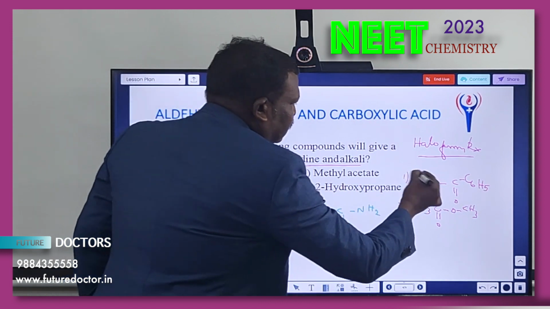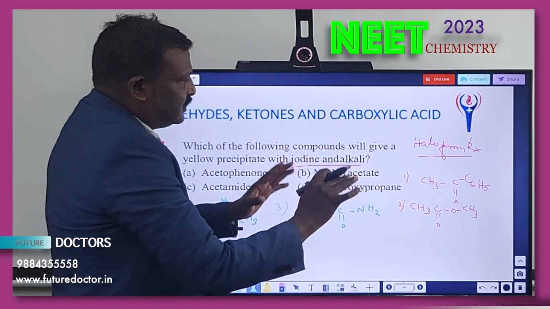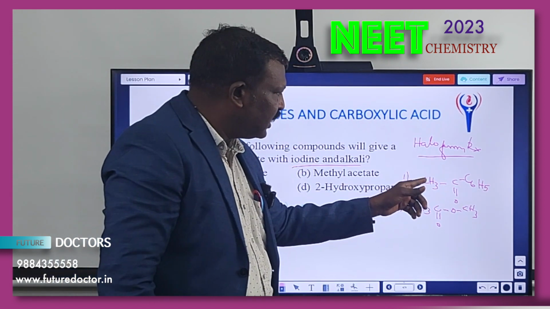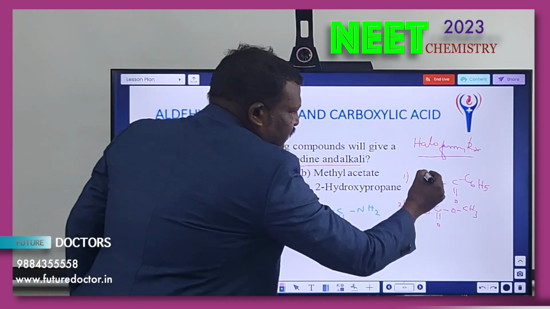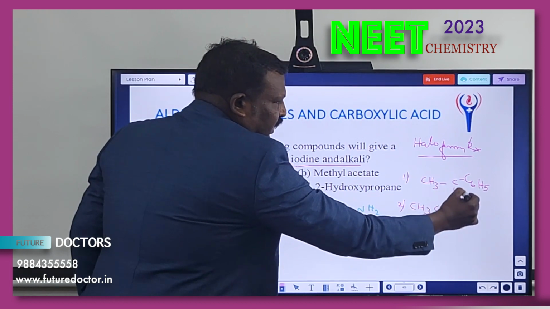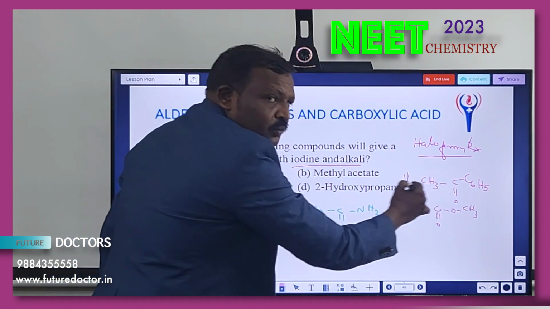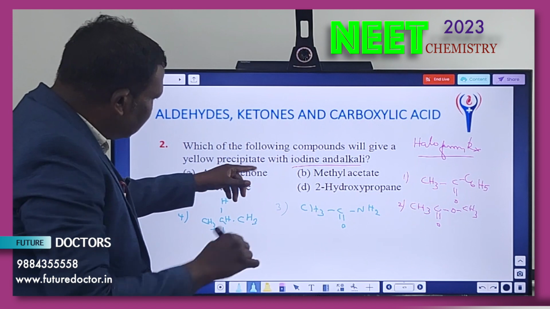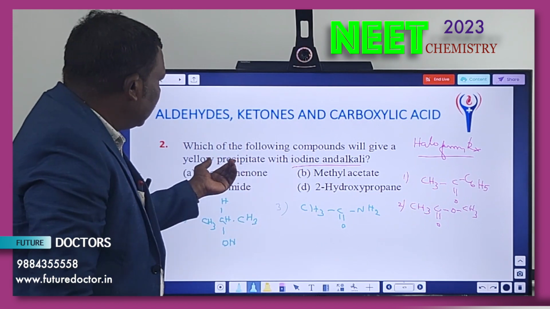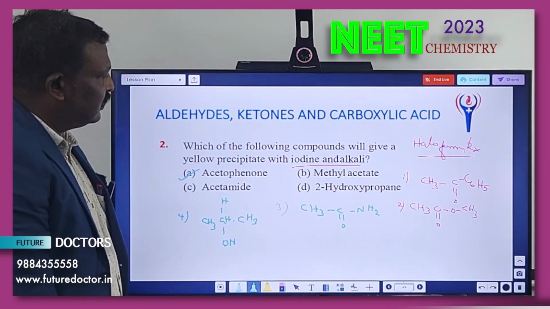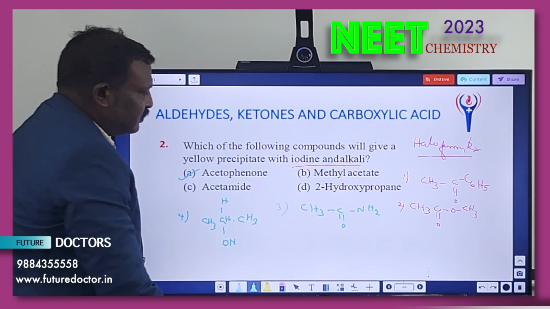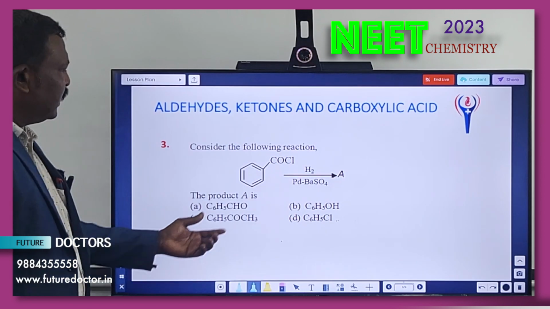So any compound that undergoes the haloform reaction should have what? Methyl ketone. This is called methyl ketone. So it's having this group, the methyl ketone group. The ketone or aldehydes having the methyl ketone group will produce yellow precipitate with iodine and alkali. So the answer is A, the correct one. Understood? Right. Next one.